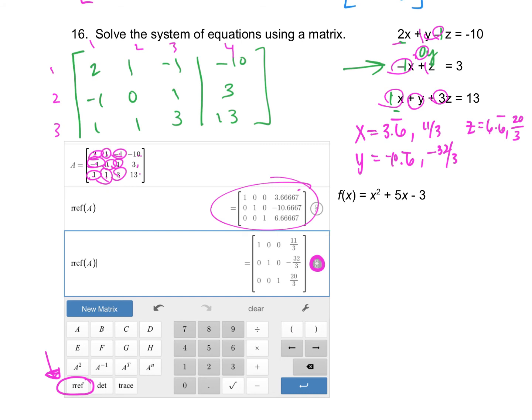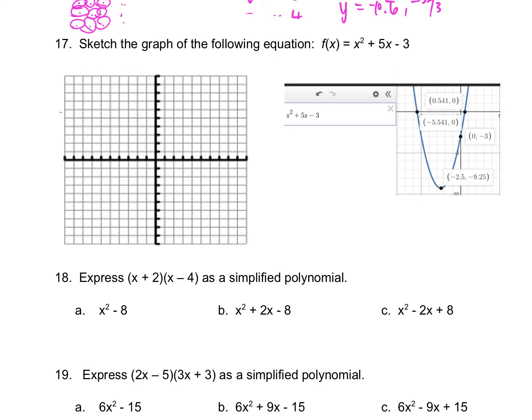So this is correct. All right, number 17, it asks me to sketch a graph of the following equation. There's a lot of things that I can do here, guys, but the easiest one is to just go ahead and plug that into Desmos. Things I'm looking for are the x-intercepts. So where does it cross the x-axis?